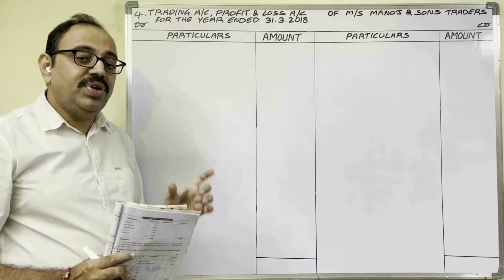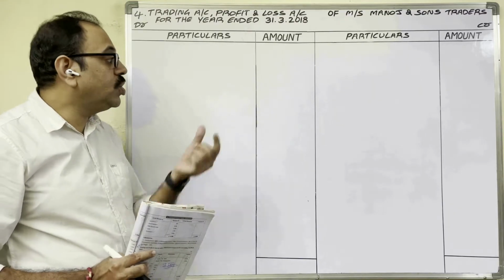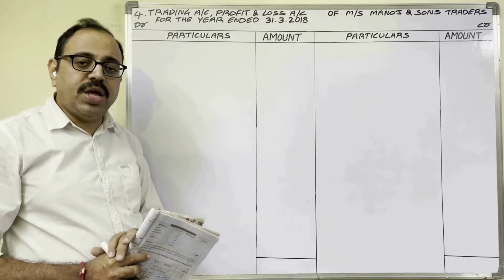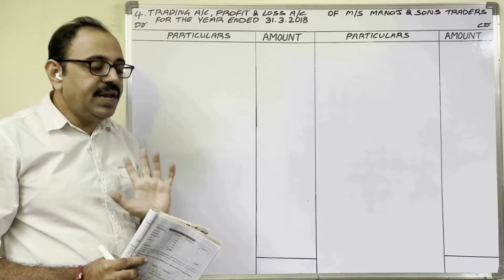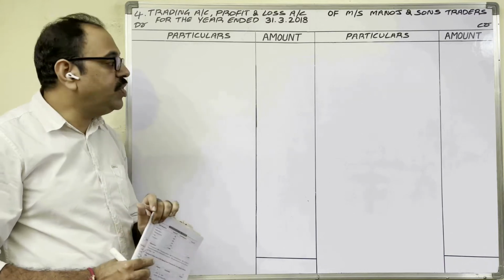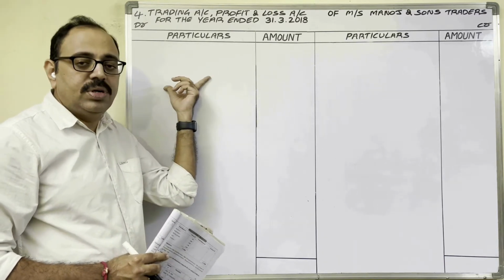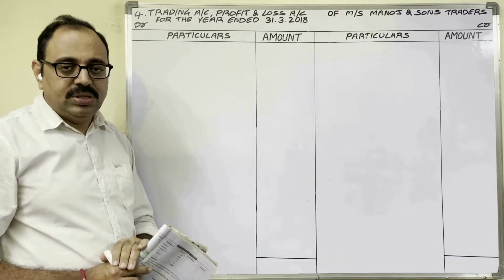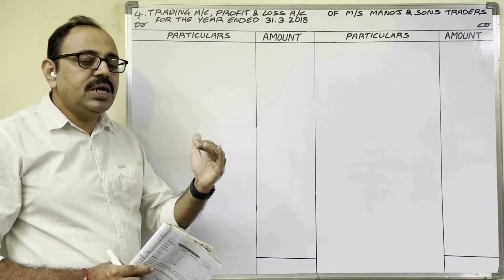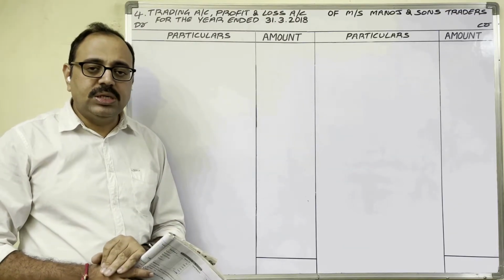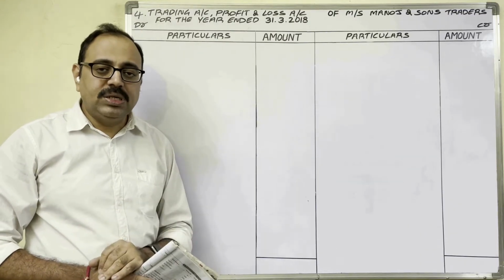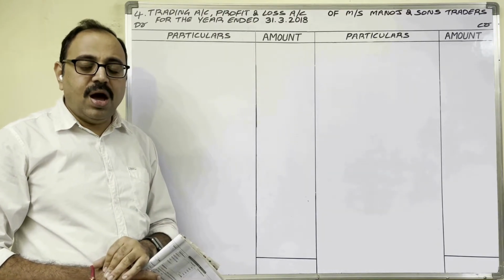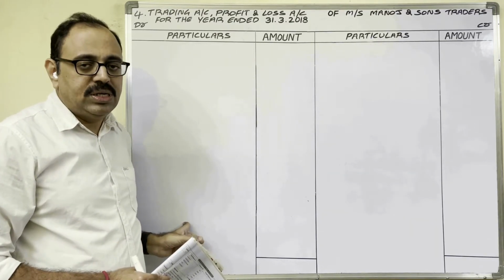Then the doubt is which expenses and losses we have to show in the trading account and which in the P&L account. Expenses are of two types: direct expenses and indirect expenses. Direct expenses we show on the debit side of the trading account. Indirect expenses on the debit side of the profit and loss account. The expenses which are incurred up to the manufacturing process are known as direct expenses. The expenses which are incurred after manufacturing are known as indirect expenses.